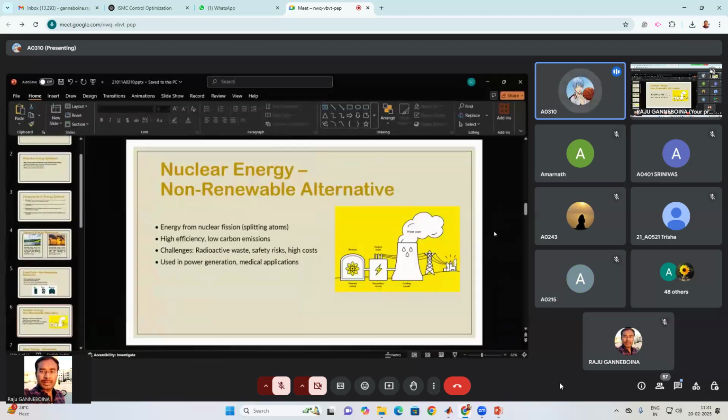And the next non-renewable alternative is nuclear energy. It is basically the energy from nuclear fission, and nuclear fission is the splitting of the nucleus of an atom into two or more smaller nuclei. And when this splitting happens, some energy is produced. This energy is extracted and used accordingly. This is more efficient than fossil fuels, but there is less technological advancement in this sector. So radioactive waste and high initial costs are some of the challenges.